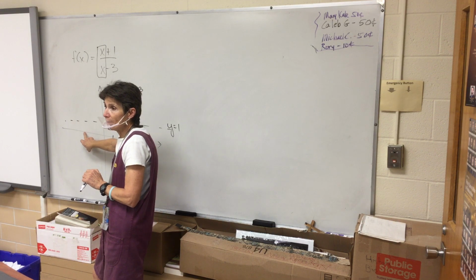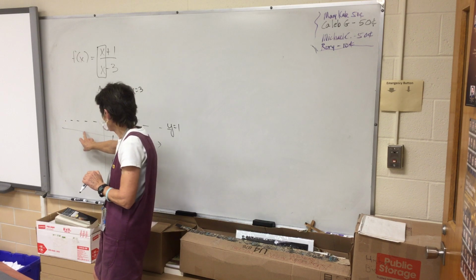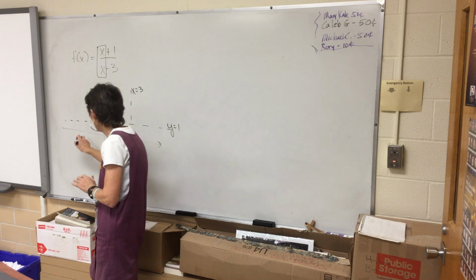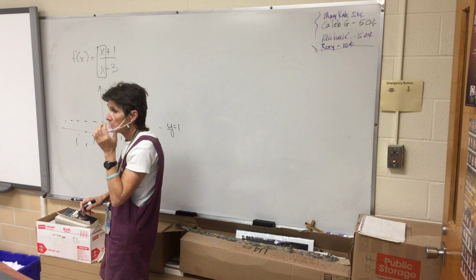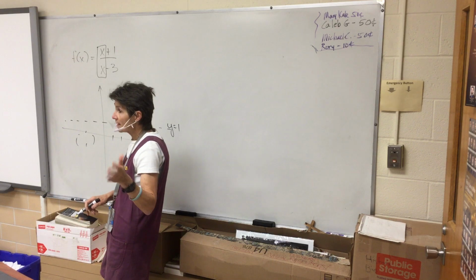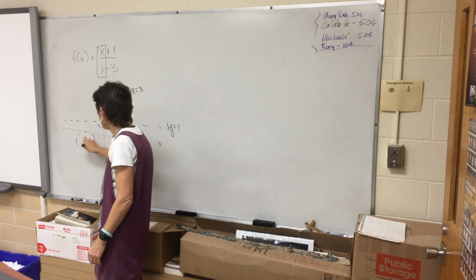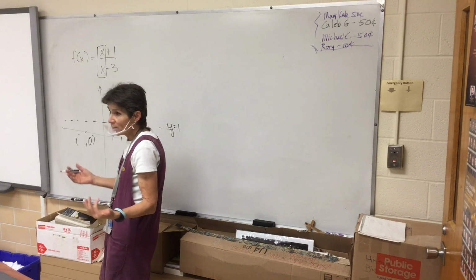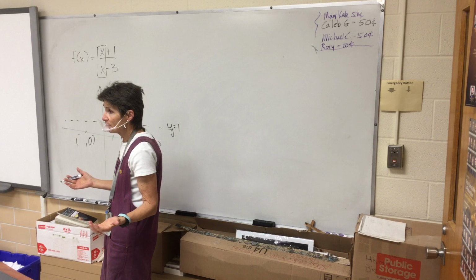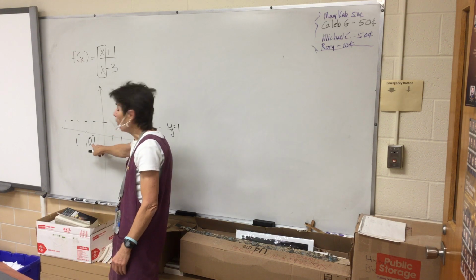What do I know about that point? It's a point, where my finger is right there. What do I know about that point? Well, I know the x is negative, but I don't know what it is. But what do I know about y? 0. If you are an intercept, if you're sitting on an axis, one of your coordinates has to be 0, right? So if you're an x-intercept, then the y is 0.